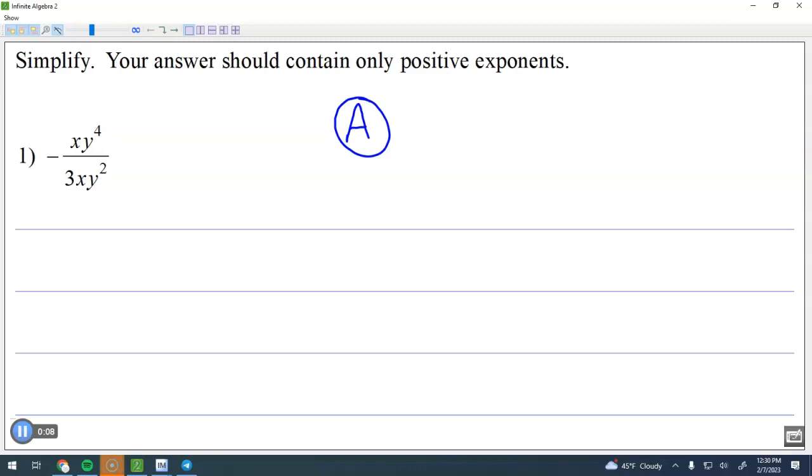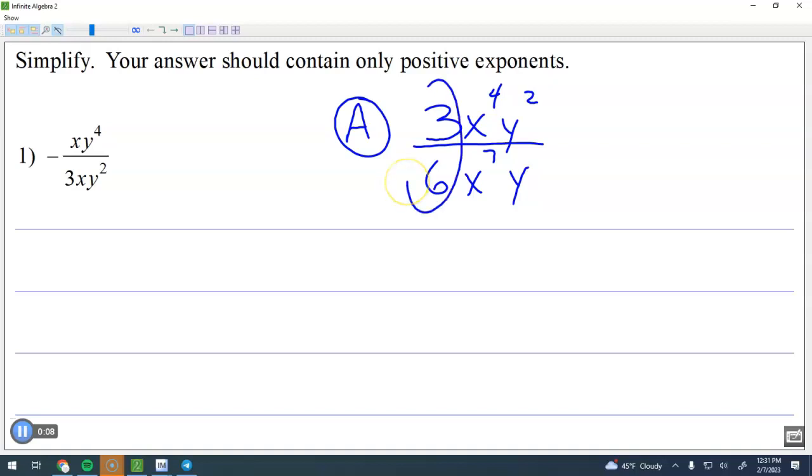Problem A. Let's say I have 3x to the 4th y squared over 6x to the 7th y. So we're doing exponents still, but we're going to divide. There is some multiplication, like the stuff from yesterday, in there too. So you look at the numbers, then you look at the x's, then you look at the y's. If I look at the numbers, your job is just to reduce those. So what's 3 over 6 reduced to?